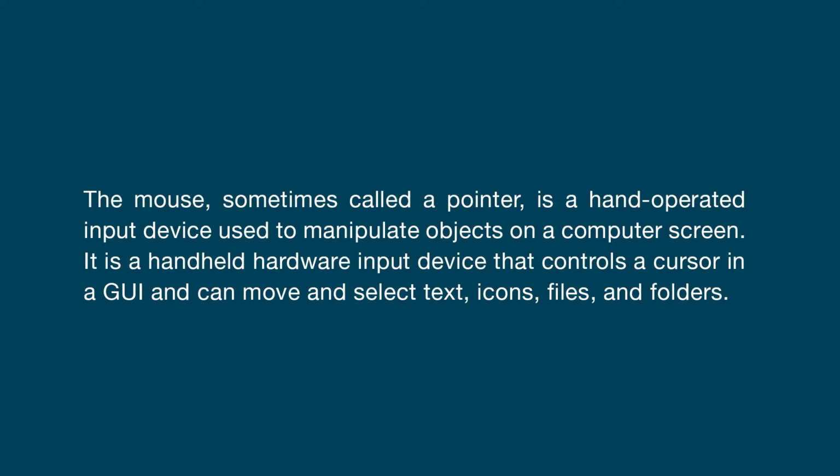The mouse, sometimes called a pointer, is a hand-operated input device used to manipulate objects on a computer screen. It is a handheld hardware input device that controls a cursor in a GUI and can move and select text, icons, files and folders. For desktop computers, the mouse is placed on a flat surface such as a mouse pad or a desk and is placed in front of your computer.